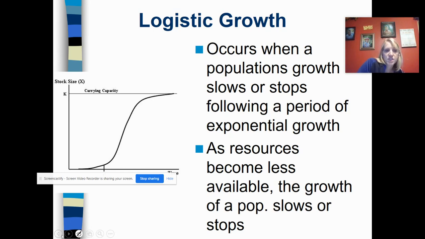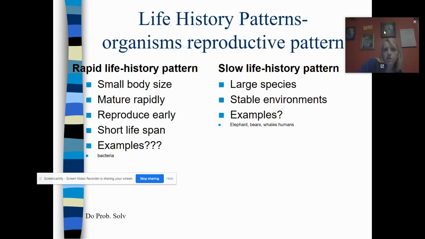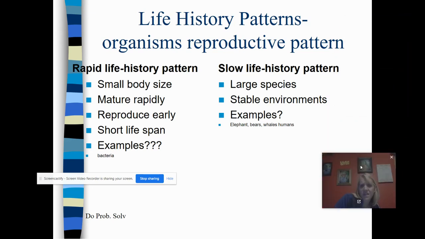So that is logistic growth. So your book talks about something called life history patterns. A rapid life history pattern is an organism that has a really small body size. They mature really, really quickly because they're so small that they reach their reproductive age very fast. Since they reach their reproductive age very fast, they reproduce very early, and they have a short lifespan.